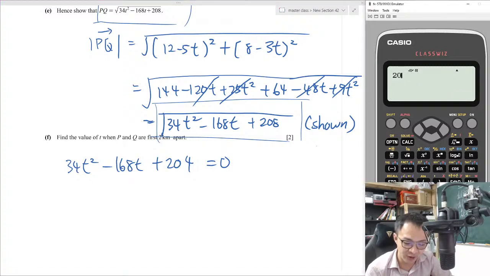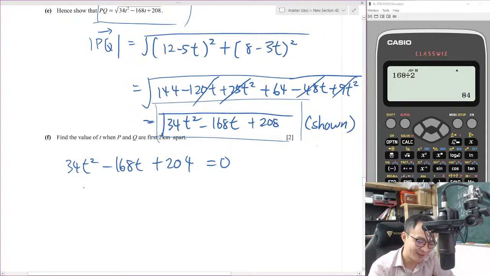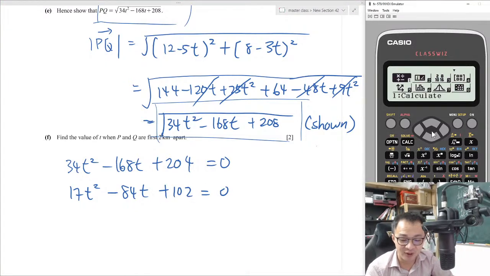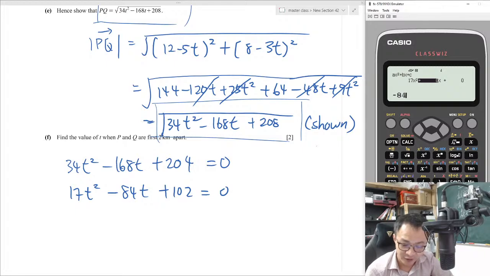I don't know whether 204 can be divided by 34 or not. Can 168 be divided by 34? Cannot. Can 168 be divided by 17? No, 168 is a weird number, it can only be divided by 2. So the whole thing divided by 2: 17t squared minus 84t plus 102 equals 0. Then we'll use the equation formula, go for polynomial, go for 2. So I have 17, negative 84, and then 102.